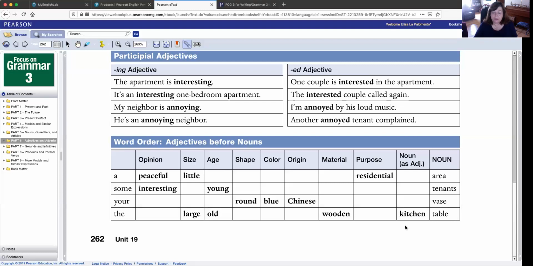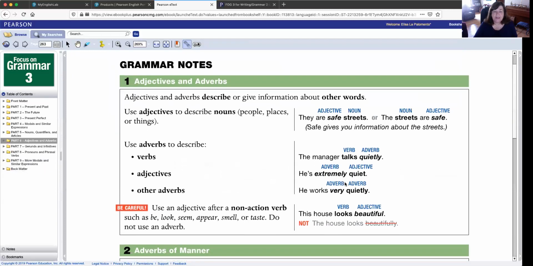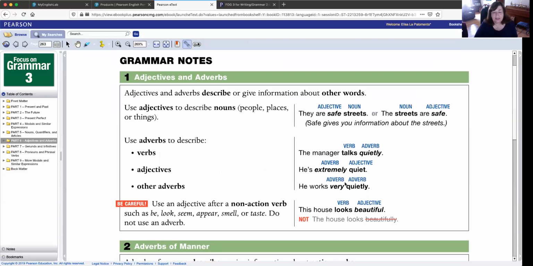All right? Okay, let's turn to page 263. And this is where the grammar notes are. So this is a lot of information. Okay. Adjectives and adverbs. I explained some of this to you as we were going along in the grammar presentation, but this will explain it more in depth, okay? And this is a great place for you to study.